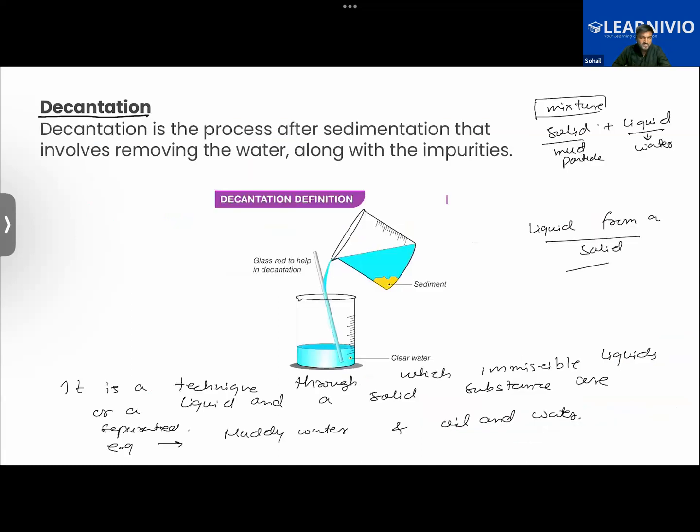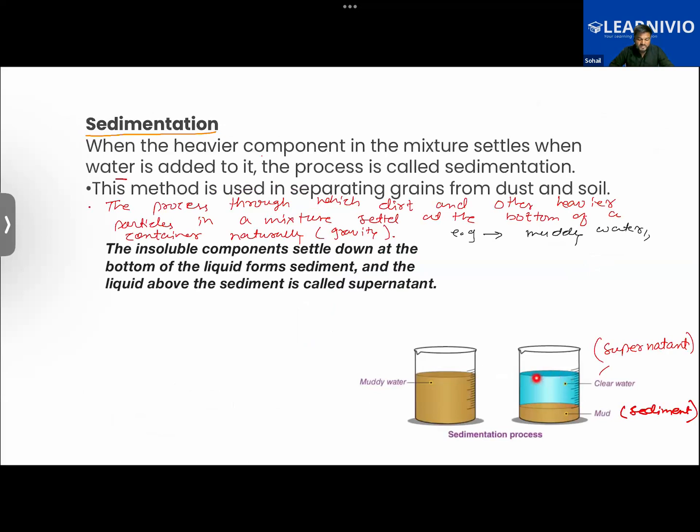Then we did also learn about decantation. Decantation is done right after sedimentation. Once sedimentation has been done, you can see the clear layer of liquid. Then you can separate it into a separate container, separating the supernatant from the sediment. Exactly.